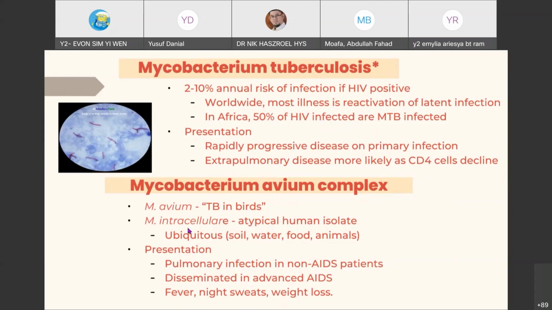There's another one, Mycobacterium avium complex, which we know as tuberculosis in birds. In humans, it's called Mycobacterium intracellulare. So the presentation includes fever, night sweats, weight loss, and also pulmonary infection in a known AIDS patient.